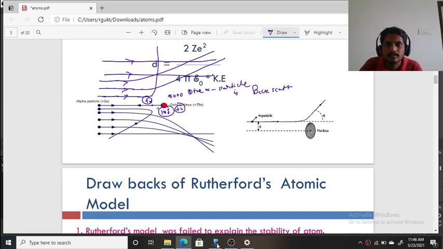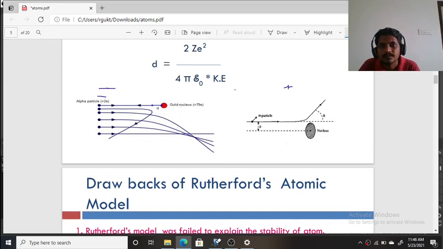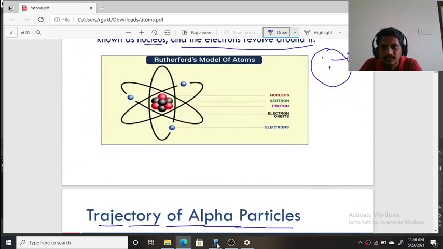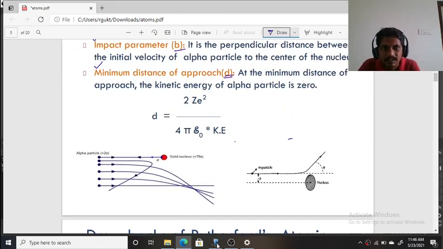We are talking about the impact parameter and the minimum distance of approach. Before that, we have to know what the impact parameter is. The impact parameter is the perpendicular distance between the direction of the initial velocity of the alpha particle projected towards a nucleus and the center of the nucleus.